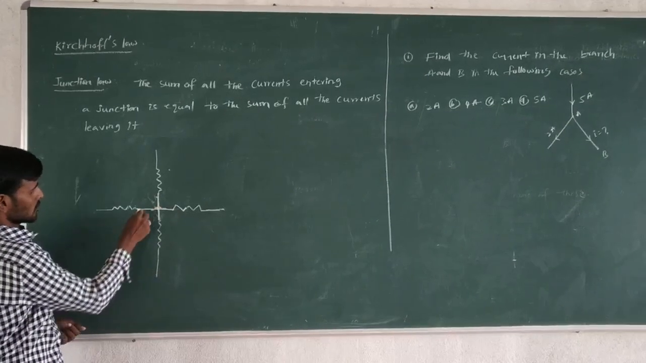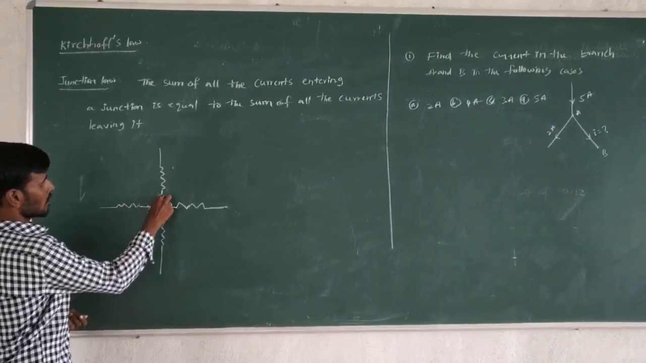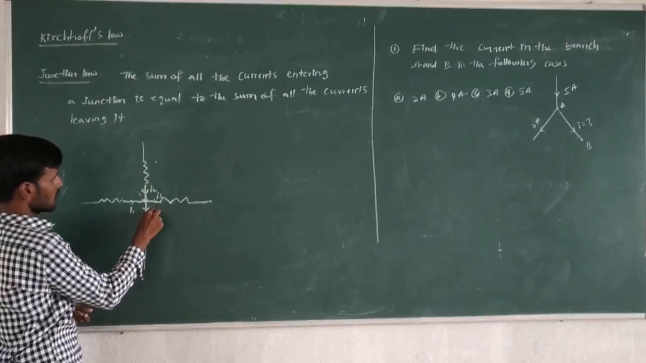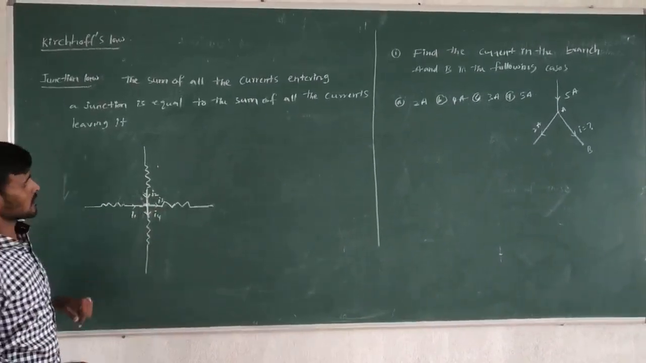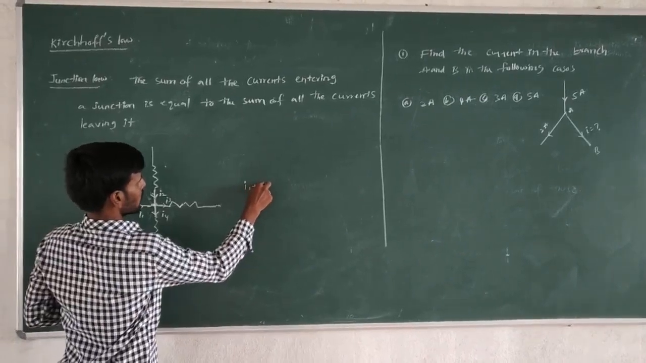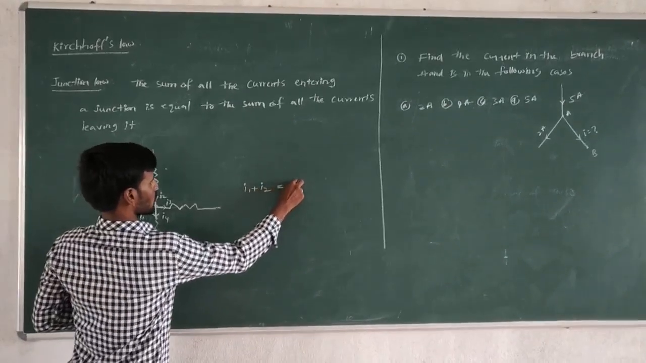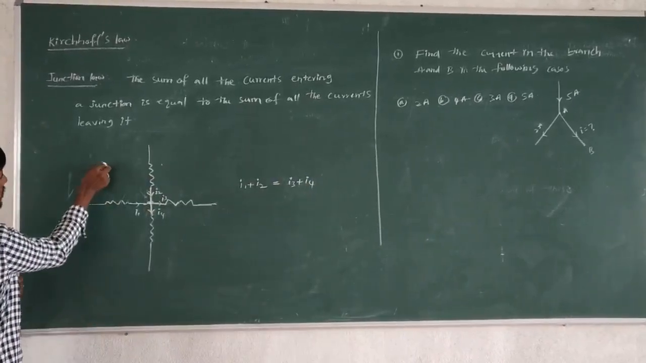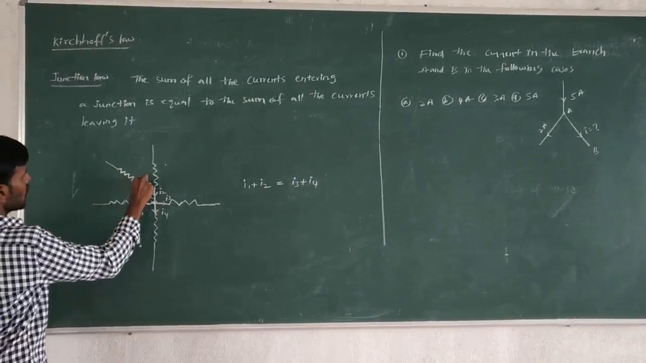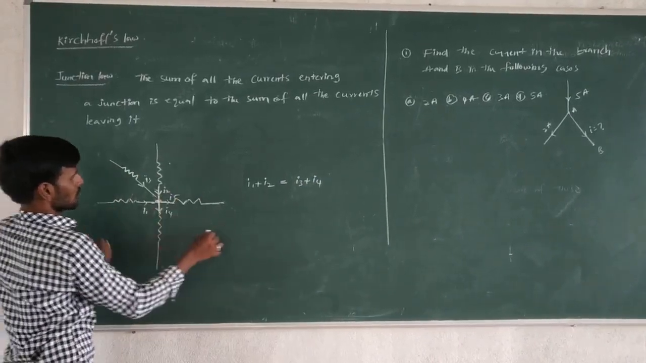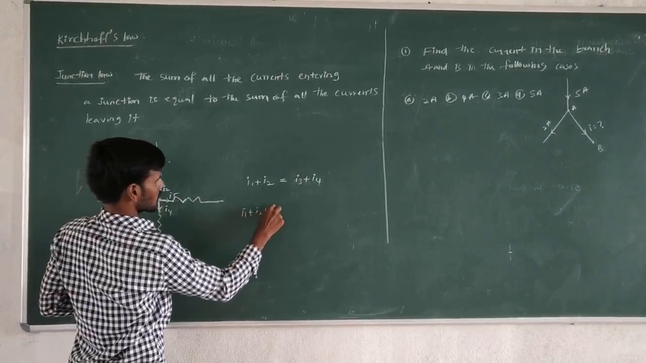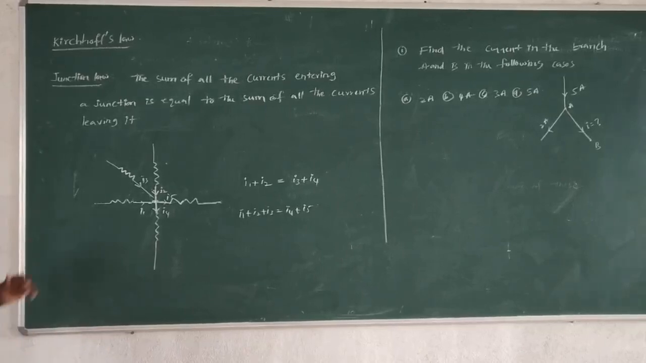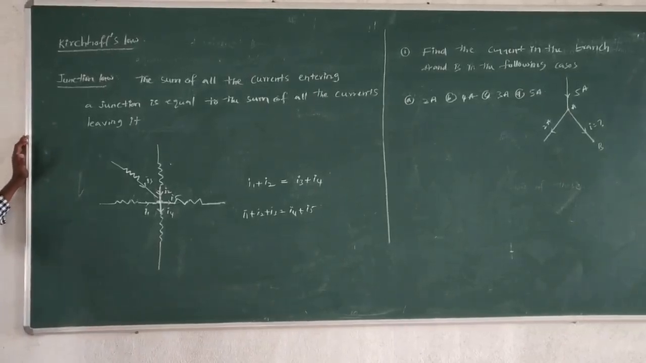So this is a junction. So here I1, I2 represent the currents entering the junction. I3, I4 represent the exiting currents. By using the junction law, the sum of all currents entering a junction is equal to the sum of all the currents leaving it. Suppose here another current I5 also leaves, then I1 plus I2 plus I3 is equal to I4 plus I5. This junction law obeys the law of conservation of charge.